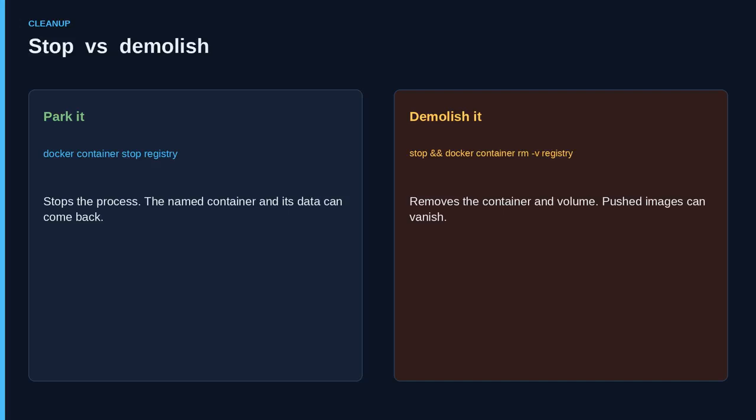Stopping the lab has two very different endings. Docker container stop registry only stops the process. The named container and typically its data can come back when you start it again. The stronger line is stop, then Docker container rm -v registry. That removes the container and the associated volume. The images you pushed can disappear with it.